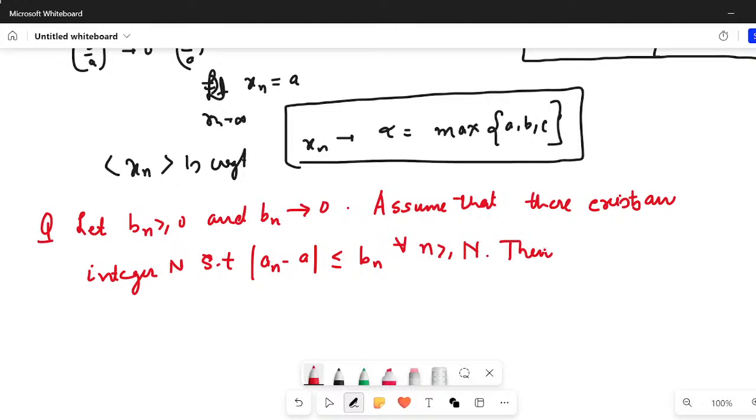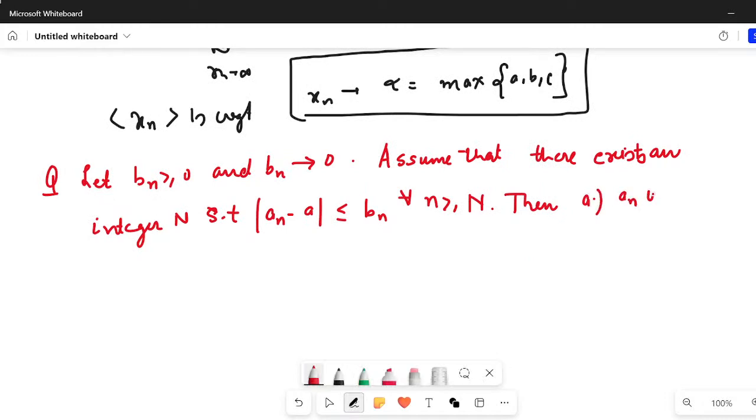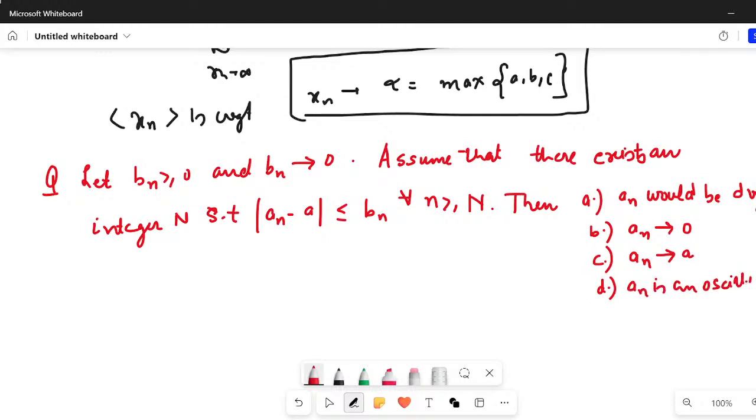Then option number 1, an would be divergent. Option number 2, an would be convergent and it converges to 0. Option number 3, an would be convergent and it converges towards a. And option 4, an is an oscillating sequence. Which of the following do you think is correct?